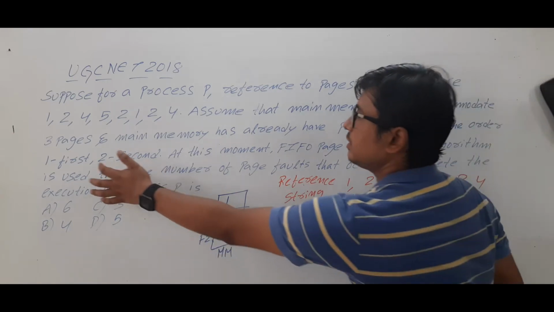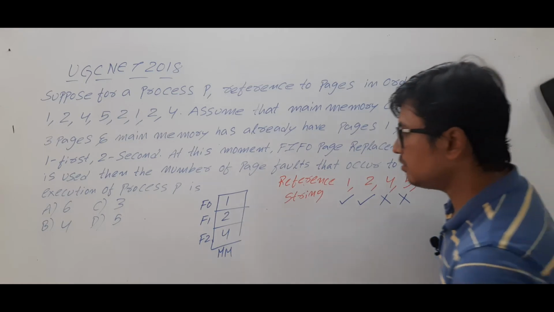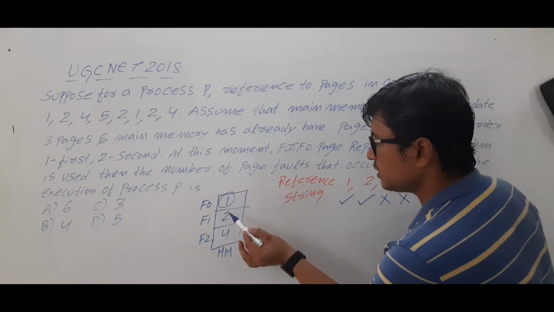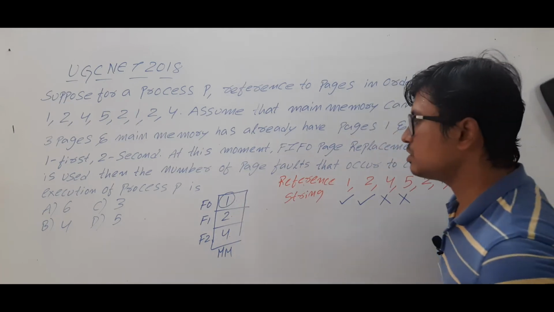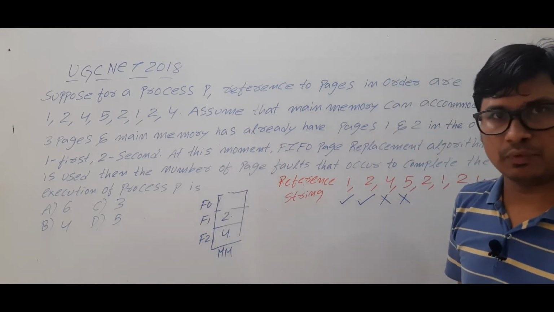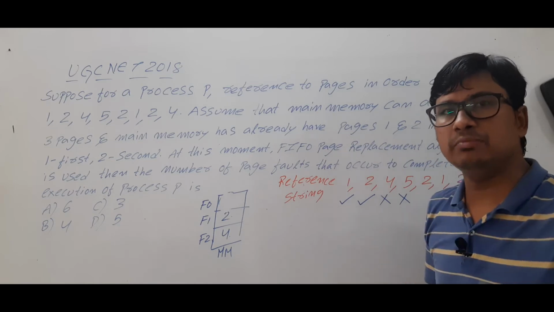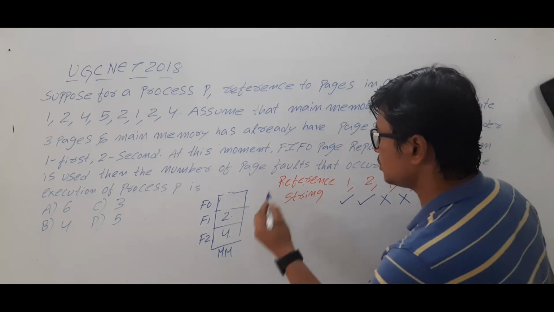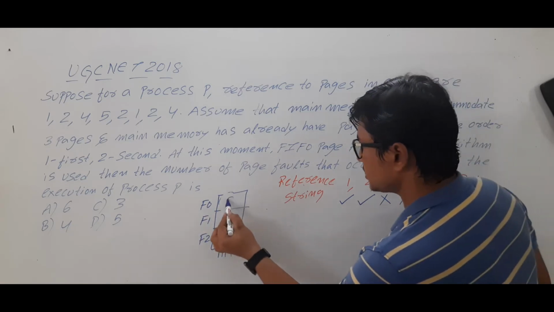So if you look at it, page number 1 was inserted first, then page number 2. So the victim page here is page number 1. Among page number 1, 2 and 4, page number 1 came into the main memory first. So this is the victim page. So you have to swap out page number 1, meaning you have to move the page from the main memory to the secondary memory. That process we call swap out. So page number 1 will be removed and we will load page number 5.